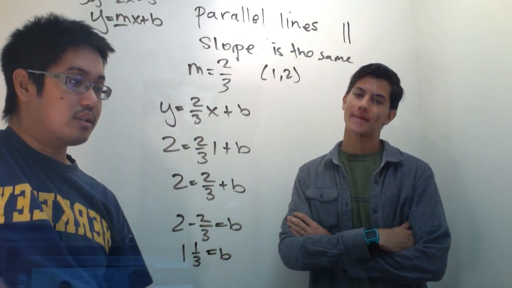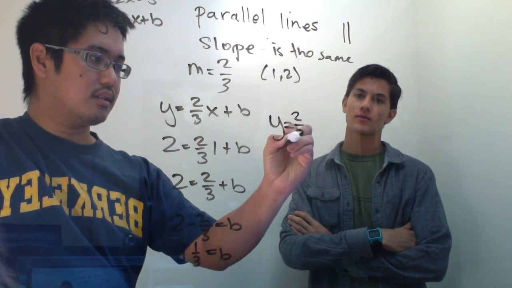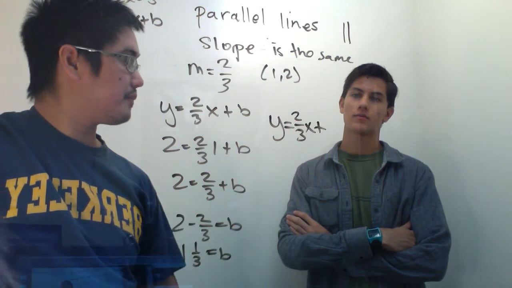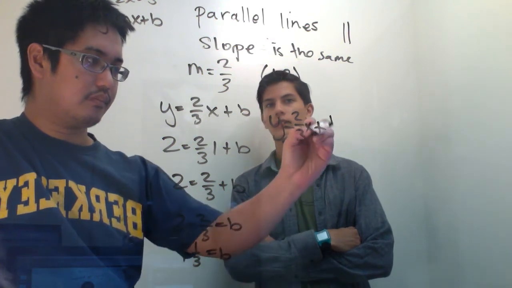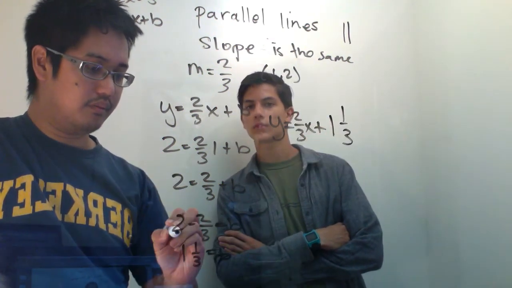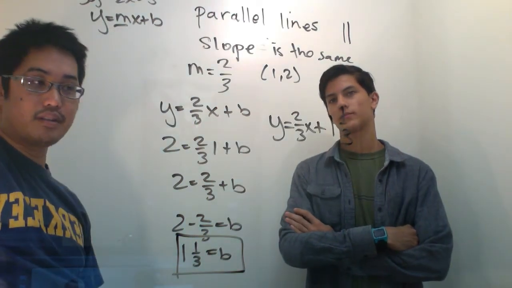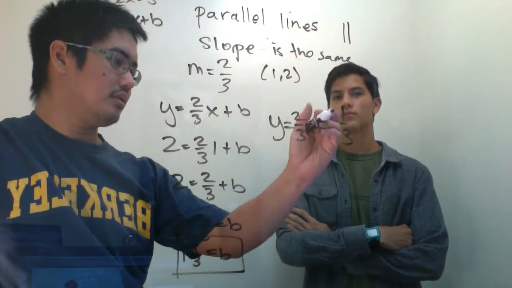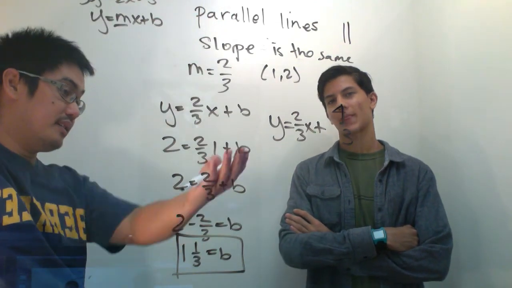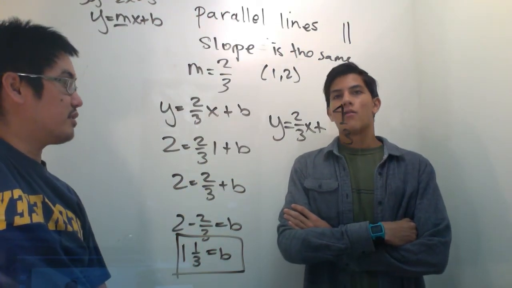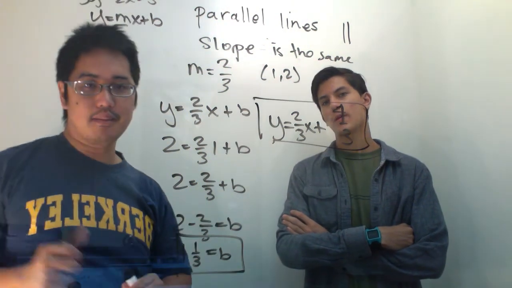So what is my equation? Well, my equation is y equals 2/3 x plus 1 and 1/3, or 4/3, same thing. That's how I would put it in my answer, so I would choose this as an answer. Does that make sense?